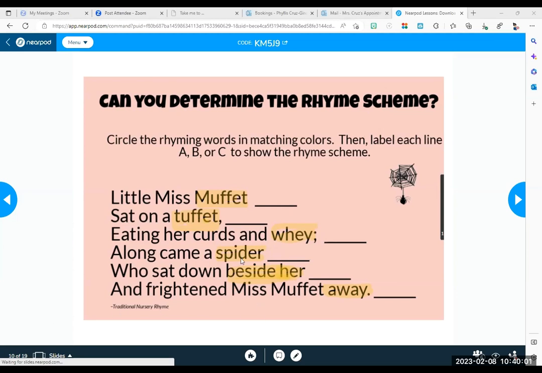Spider, it's yellow. Beside her. Oh, Emmy says they rhyme, but they don't rhyme with Muffet. That's A. And Tuffet, that was A. Way, spider beside her doesn't rhyme with way or away, so that can't be B. Would that be a new rhyming scheme? What letter would you use for that one? Well, for that one, A, B.